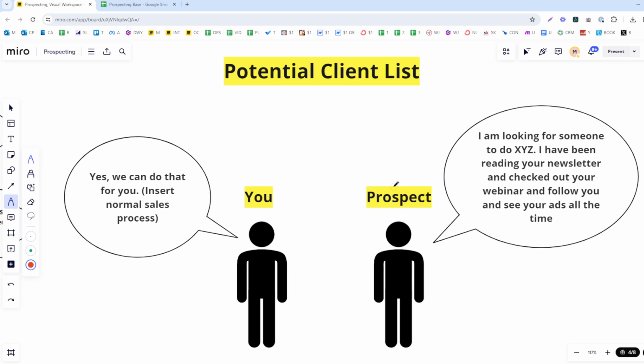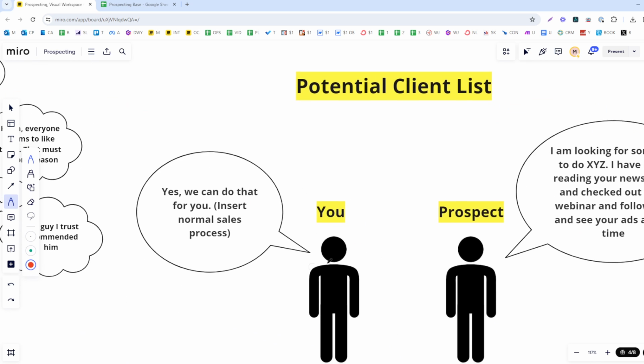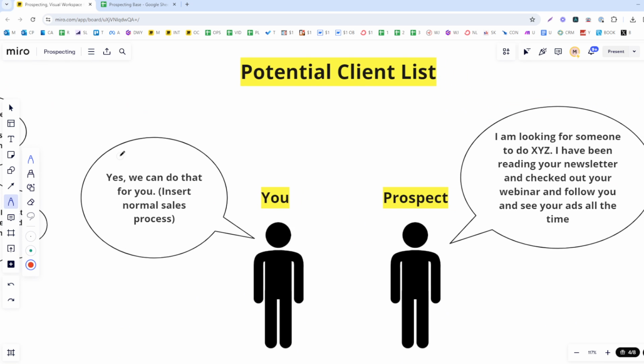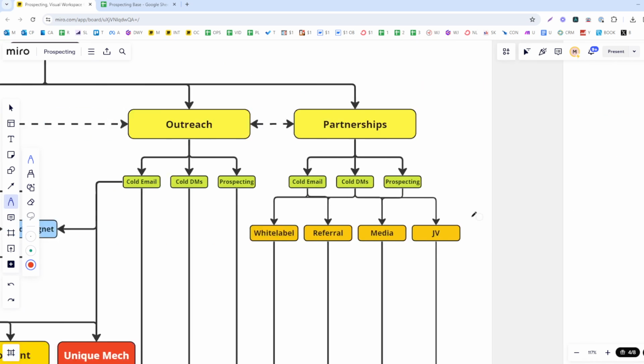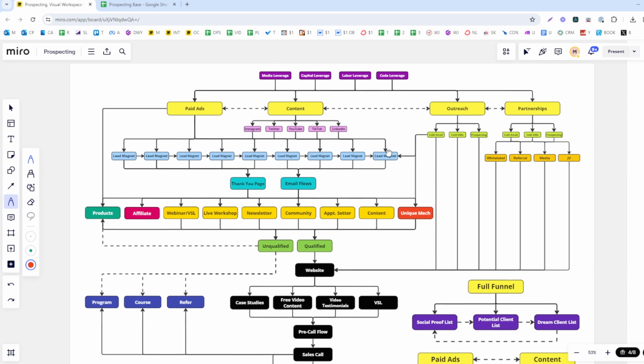It won't necessarily directly help you, but it will indirectly help you because if they've been reading your newsletter, they've checked out your webinar, they follow you, see your ads, and they see all these people in the social proof list love you, it's going to be a lot easier to sell to this list than it would be otherwise. And that is a perfect example of how this entire funnel works together.